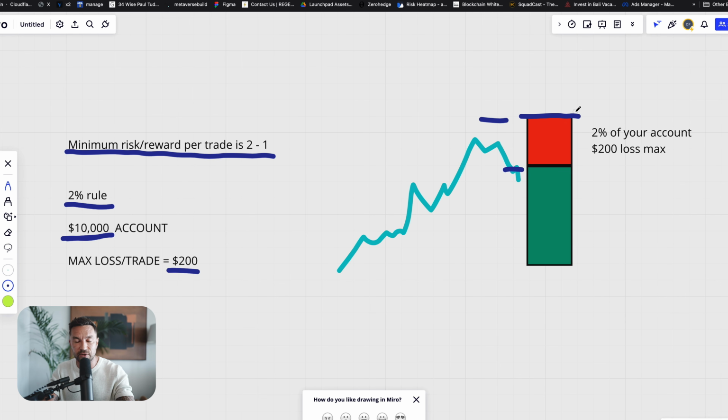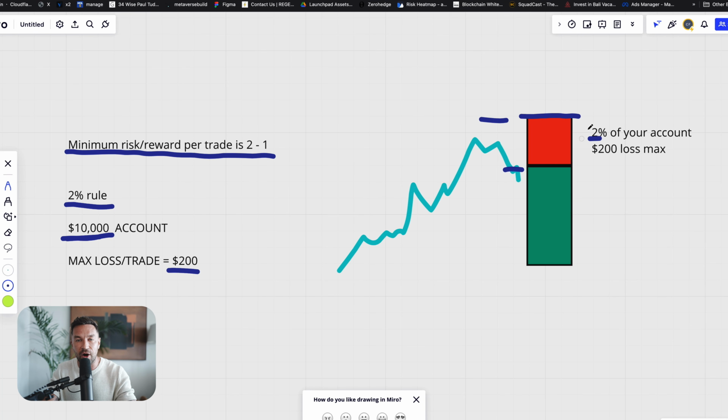And you should always use either a mental or physical stop at all times. And if you're using only mental stops, you better fucking stick to it. In the beginning, you should definitely always use physical stops so that if you do get stopped out, you don't have to ask yourself, well, should I move the stop? Should I actually sell here? Should I wait a bit longer? Just get the hell out of the position and set a 2% max loss and always a 2-to-1 risk reward ratio. So you're only losing half of what you're potentially going to make if the trade actually works out in your favor.